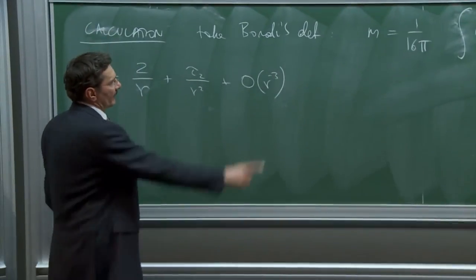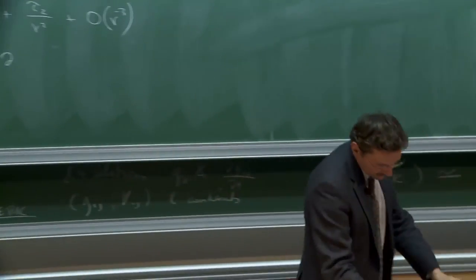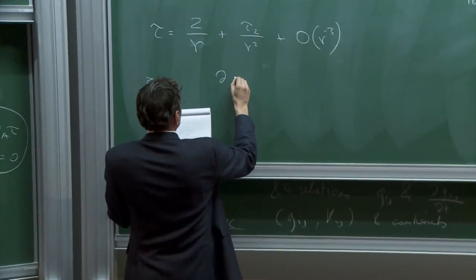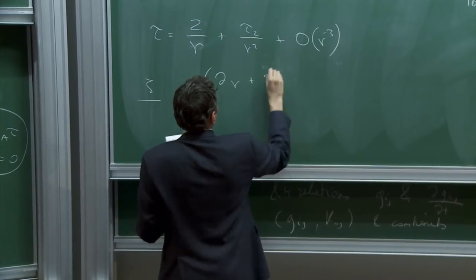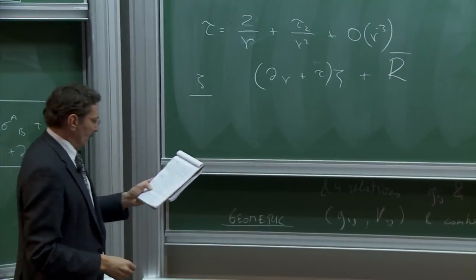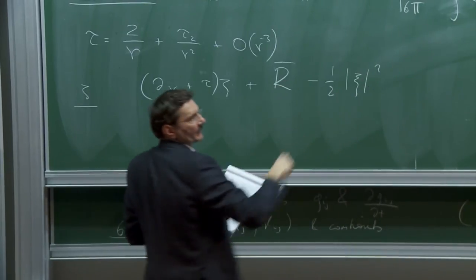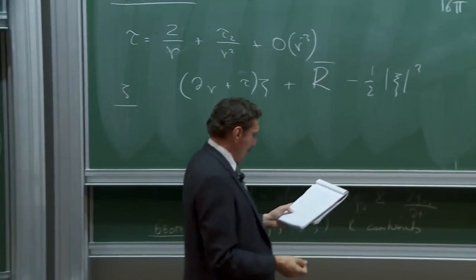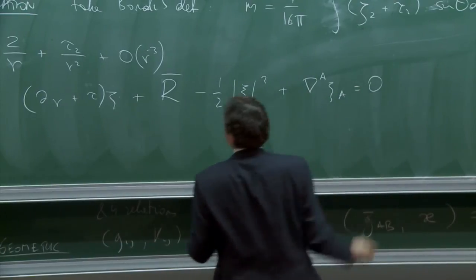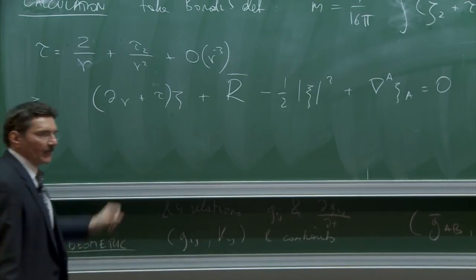And what is zeta? Well, there's an equation for zeta, which is important, and you'll see the positivity coming out of it right away, which says that dr plus tau zeta plus the curvature of this two-dimensional metric GAB minus 1/2 psi squared, and this is exactly this term, 1/2 coming there, plus a divergence of this psi is 0. Okay, so this is one of the equations you get out of the Einstein equations, which determines my function zeta.